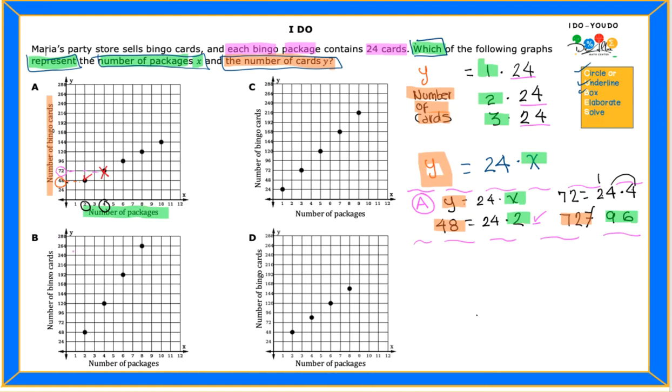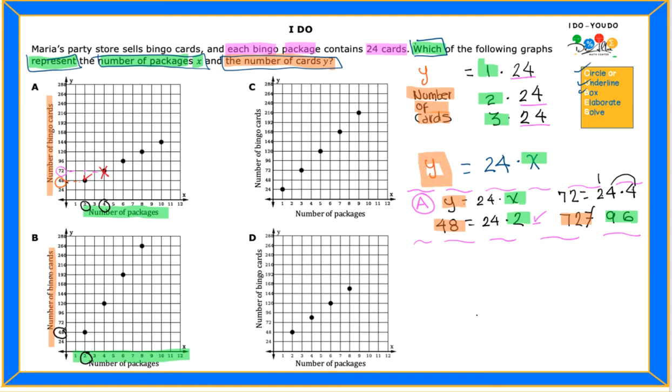So we're gonna focus on graph B right now, and on the x-axis we have the number of packages. These are the values of x. And on the y-axis, we have the number of bingo cards, which is the total. We're gonna look at the first point that we have. For this point in this graph, the number of packages is these two right here. You see that, guys? And then if I come from this point towards the y-axis, which is the total, it's gonna give me a value of 48.